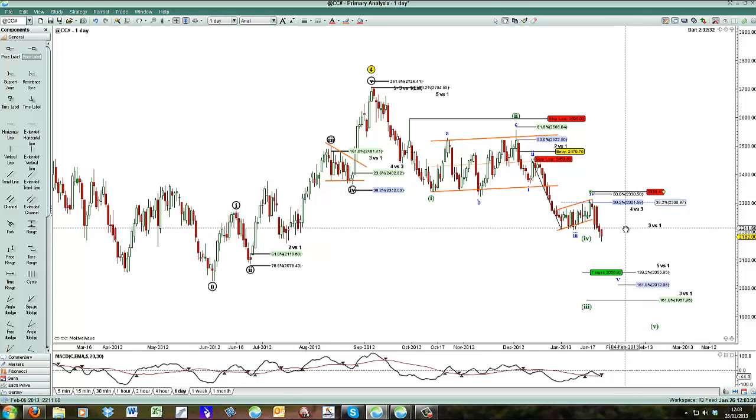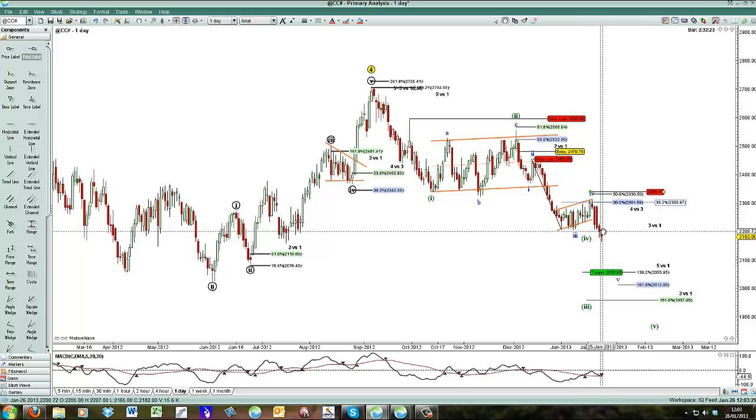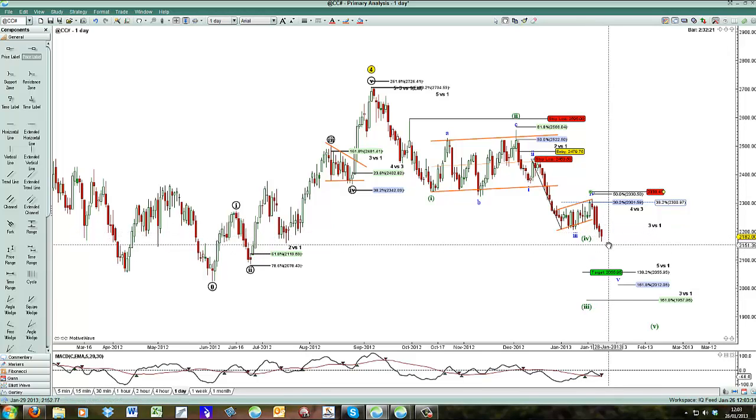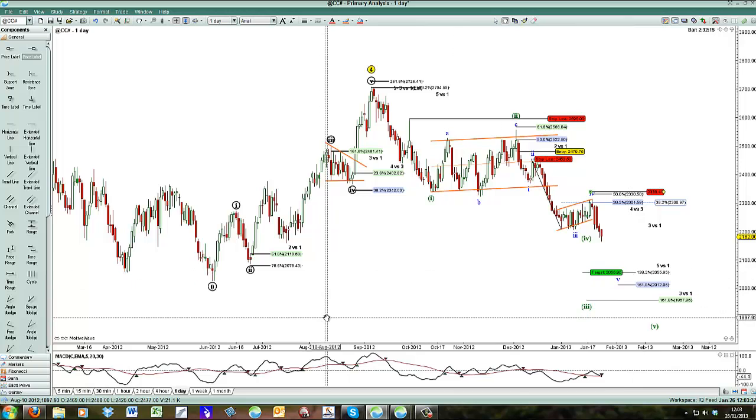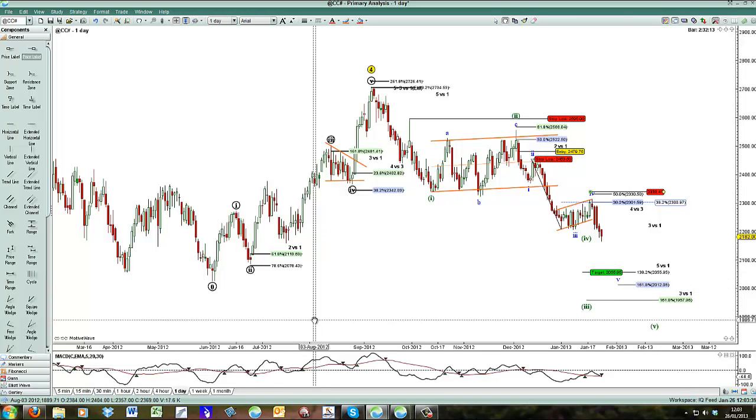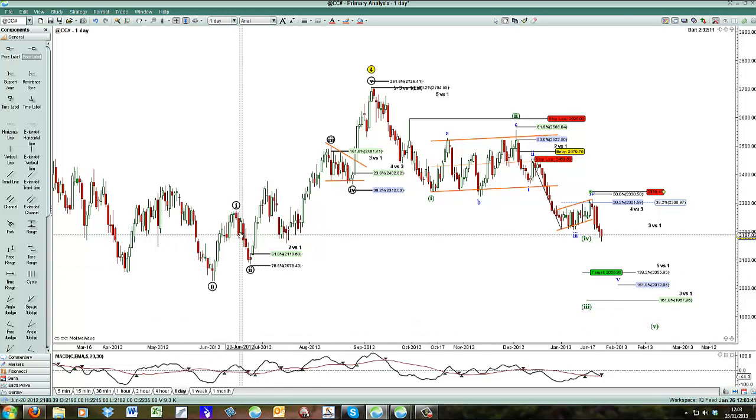However, now you can see it's actually broken the low of this correction yesterday, and sorry, this is Saturday, so this was on Thursday. Yesterday, Friday the 25th of January, and I'm hoping now it's going to make progress down to the target. So there you go. It's my interpretation of the Elliott Wave analysis. I hope it's been useful for you.